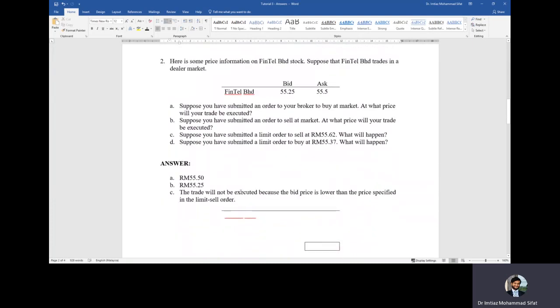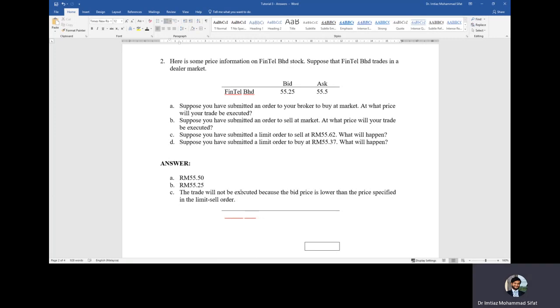Now we move on to question number 2. This is related to market microstructure, specifically the bid and asking. There's no spread here, just a bid and ask. So we've been given a table here. There's a stock called Fintech Berhad. The best bidding quotation is 55.25, and the best asking price is 55.5.